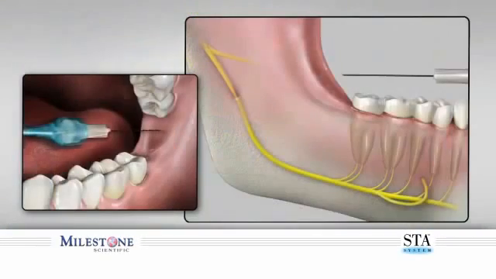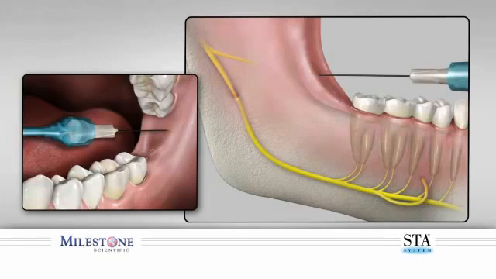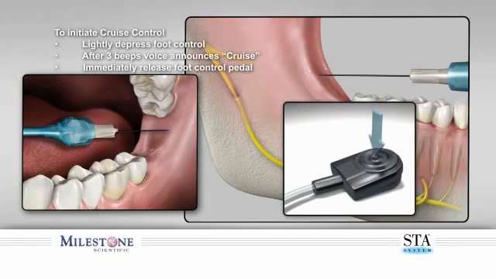Approach the site as you would normally, using traditional anatomical landmarks of the oral cavity. To initiate the injection using cruise control, slightly depress the foot control. After 3 beeps, you will hear the STA system announce cruise. Immediately release the foot control pedal to enter into the cruise control mode.